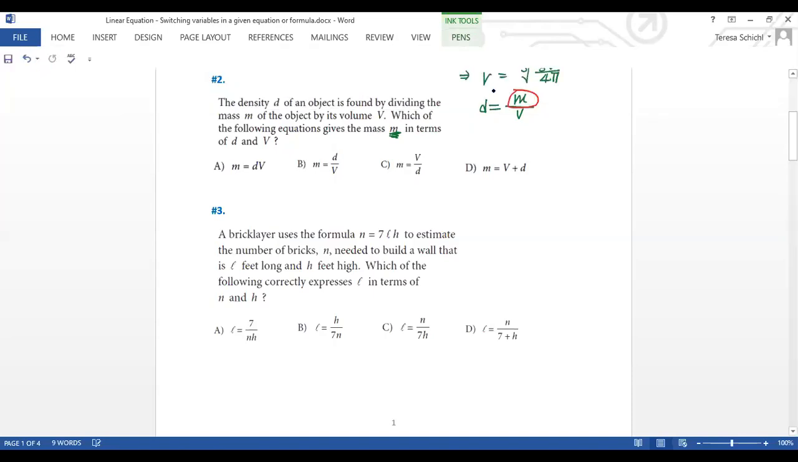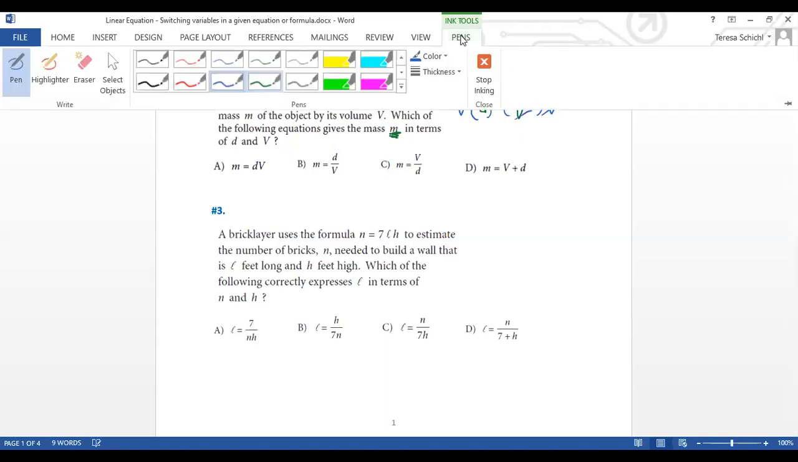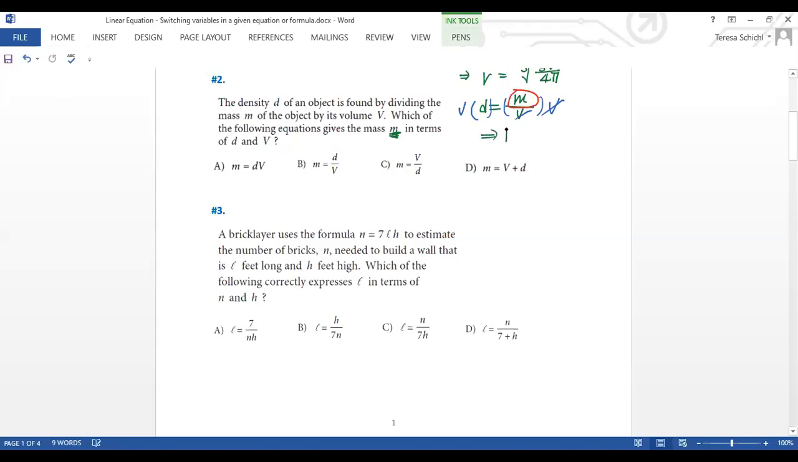In order to find the M, just like we solved linear equations, what do we need to do? We need to multiply V on both sides. When you multiply by V, this V and this V cancel. So you get M is equal to V times D, or D times V. You can write it as D times V as well. So what is the answer? It's 8 here.